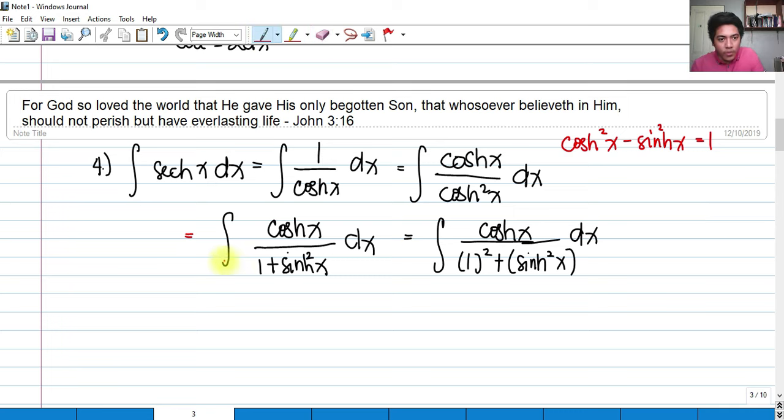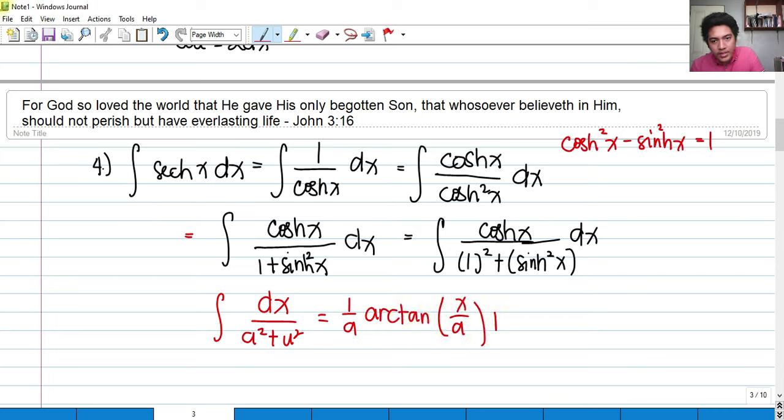Let me just rewrite this so you can get it. What I'm trying to say is if we have an integral of dx over a squared plus u squared, that is an integral yielding 1 over a arctan of x over a plus c. I'm sorry, this should not have a squared here, but rather hyperbolic sine squared. We factor out the square sign, but this is still equal to this. So this is our u, this is our a.